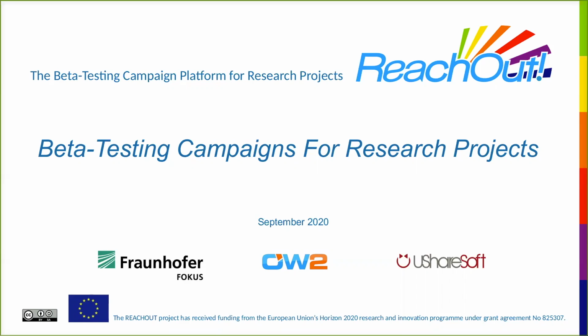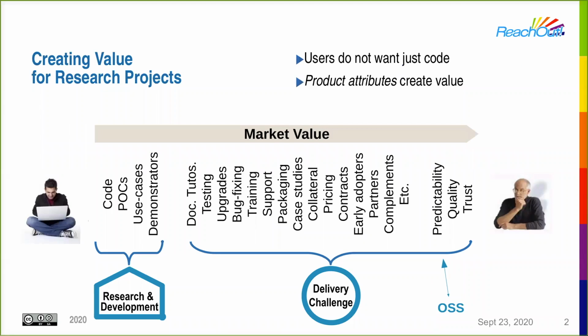So ReachOut is a support action funded by the European Commission, and our goal is to help European projects in the area of software engineering, but not only, to develop market value and to reach out to their end users by developing what we call beta testing campaigns. Creating value for research projects is not just about producing the project deliverable. There are many more project attributes, and these project attributes also create value for the project and the project results.